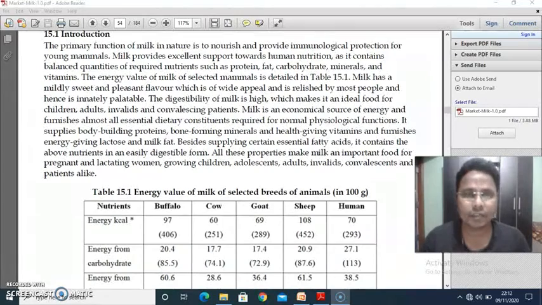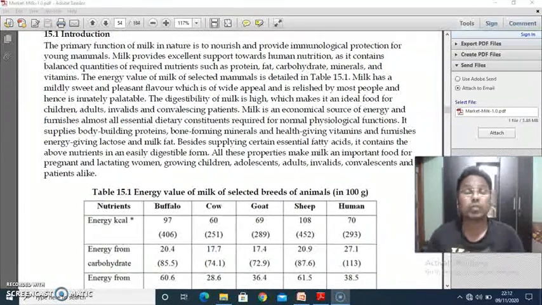In this lecture we are going to discuss in detail the various constituents present in milk. Means details about the fat, details about the protein, details about the lactose, details about the vitamins, details about the minerals. So let's see the constituents of milk in this lecture.